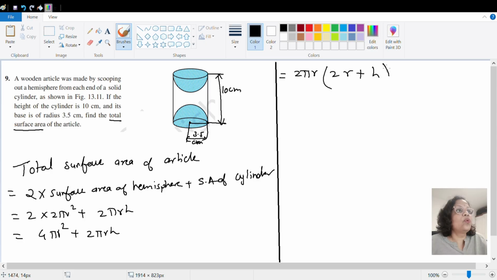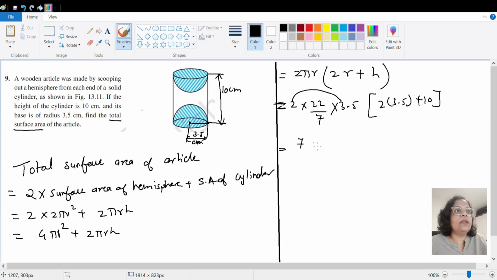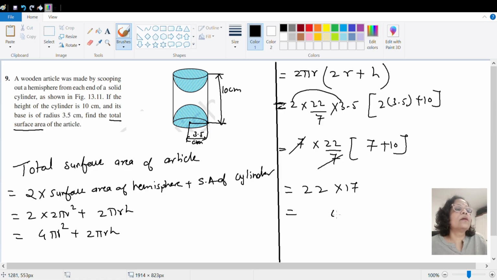So you can write 2 into 22 by 7. The radius is 3.5 we know, into 2 into 3.5 plus h is 10, right? So you can multiply the 2 and 2 and 3.5. That already gives us 7 into 22 by 7. This is 7 plus 10. So this 7 and this 7 will be gone. 22 into 17 if you do, it will be 374 centimeters square. Okay, so that is the total surface area of the article.